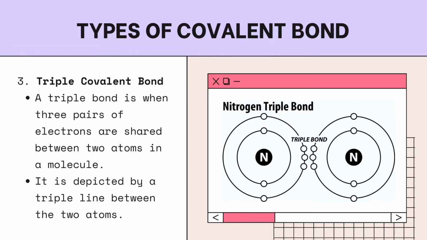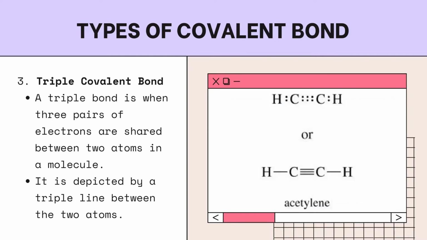Now, look at the picture. Let us count if both atoms are now stable. 1, 2, 3, 4, 5, 6, 7, 8. And the other nitrogen atom, 1, 2, 3, 4, 5, 6, 7, 8. Since they now both have 8 electrons, they already have attained the octet rule.